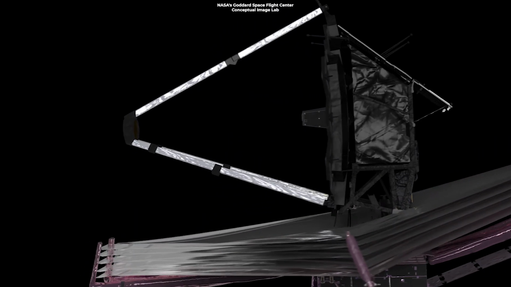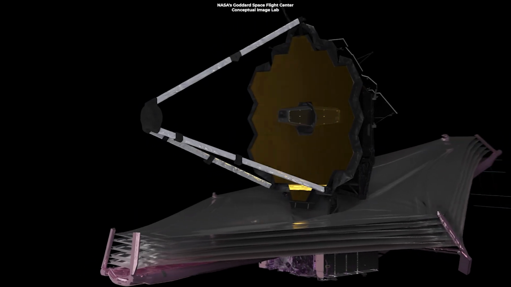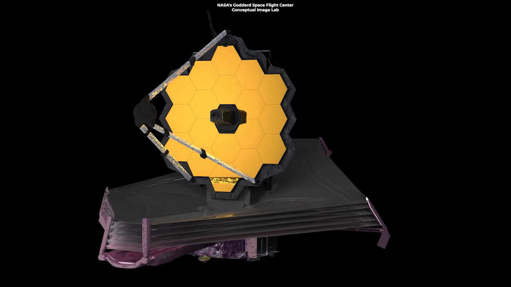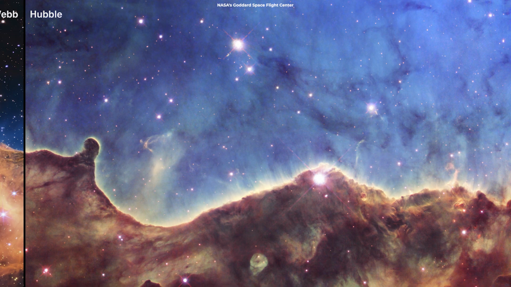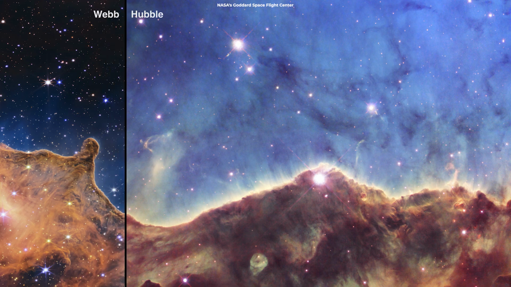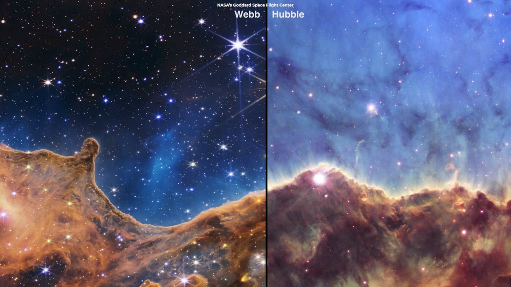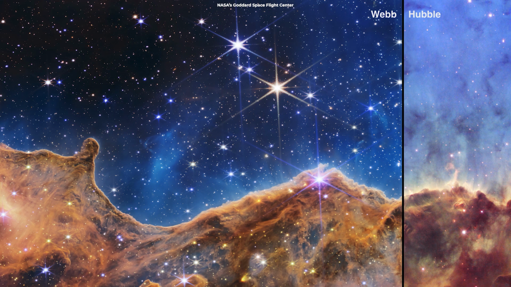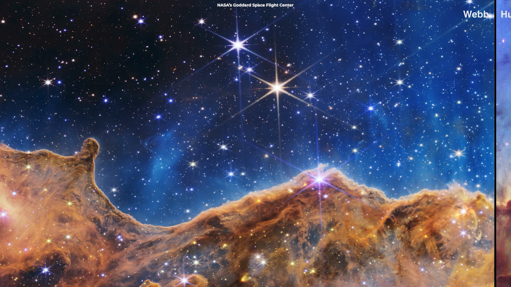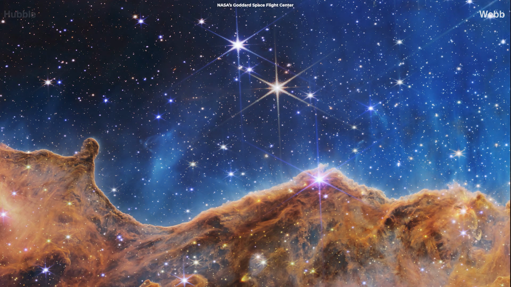Webb was designed to view the cosmos through infrared light, which is invisible to the human eye. Seeing the universe through infrared light is extremely useful because you can pierce through dense clusters of gas and dust that would otherwise be invisible to optical telescopes such as Hubble.